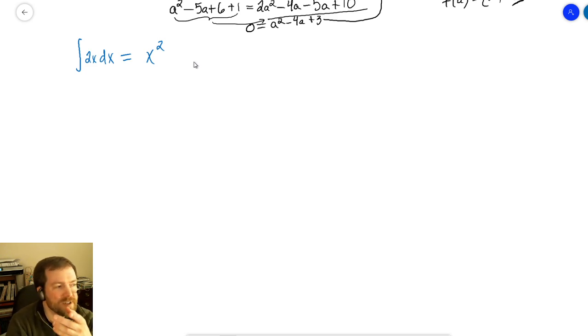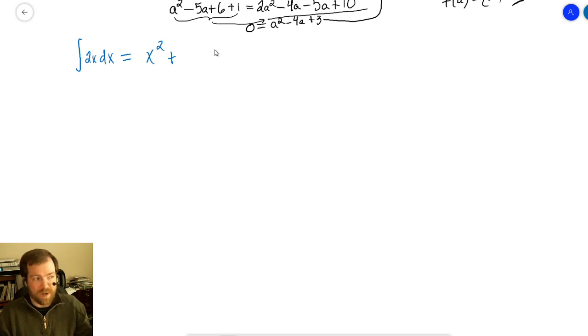But then the question is, which x squared? Because I could have had x squared plus 1, or plus 2, or plus 3, or plus 4, right? Or minus 1, or minus 2, and I don't know what it is. It could have been any constant. That is perfectly allowed. So what we do is we say there is an arbitrary constant plus c on the end of all antiderivatives.